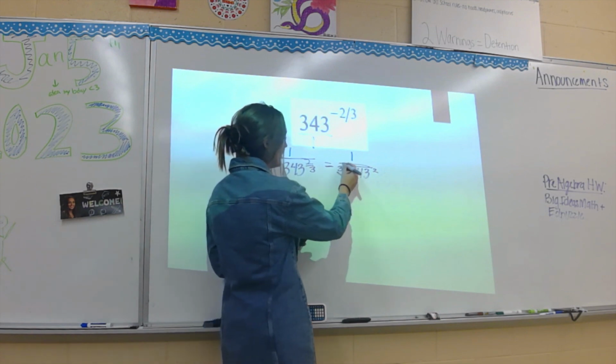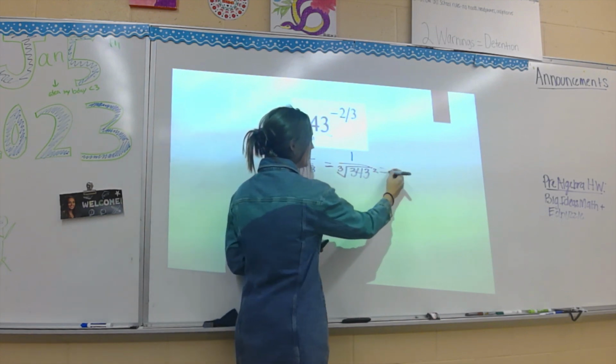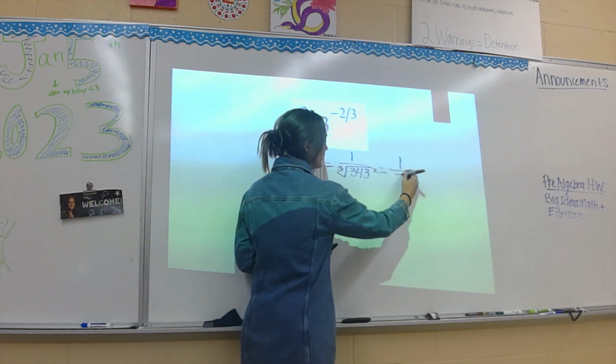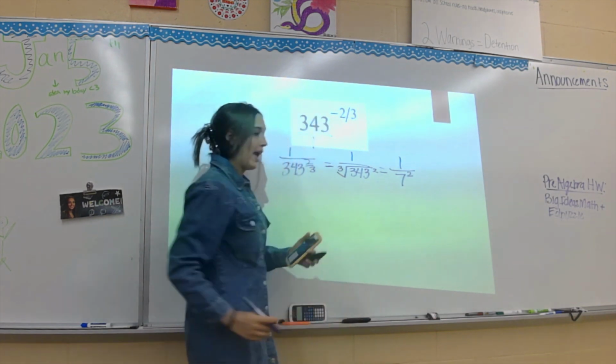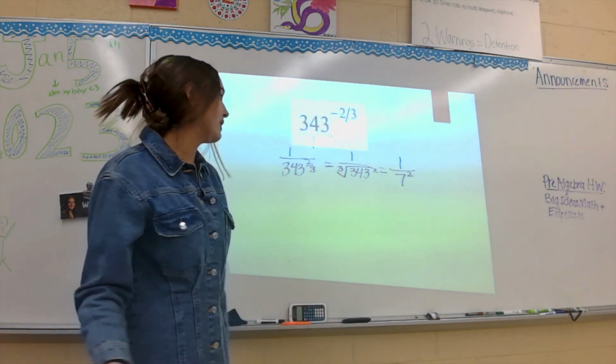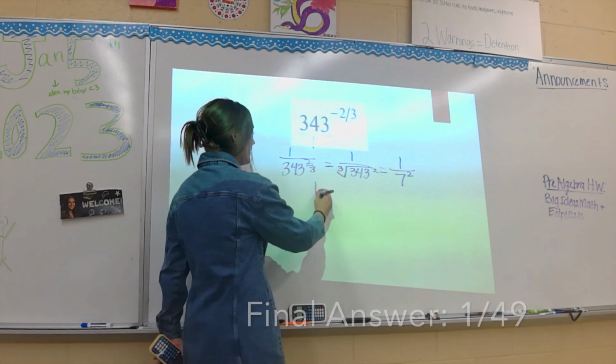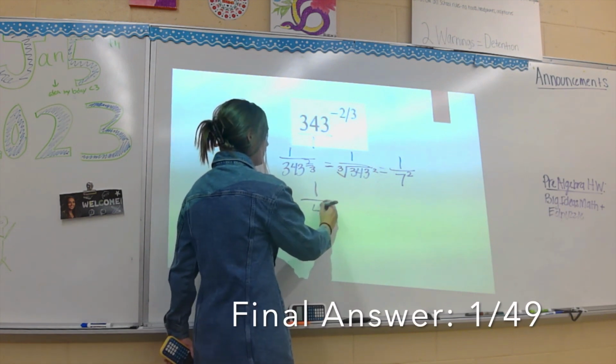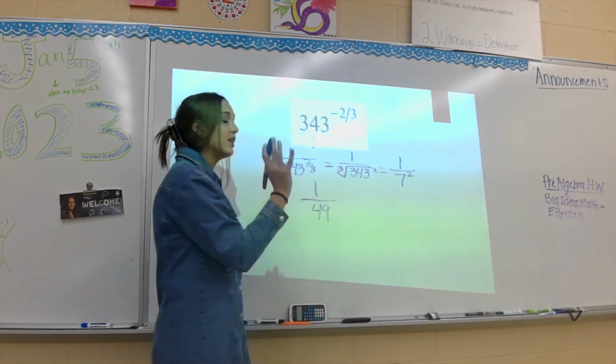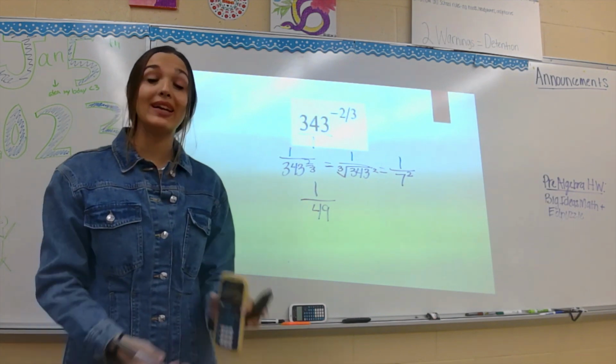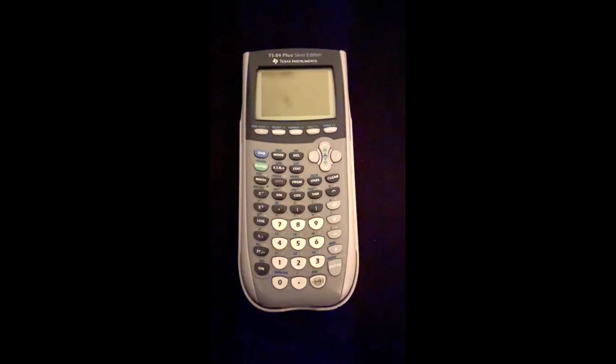So when I cube root this, I get 7. So now we just have 1 over 7 squared. And we can do that in our head. 7 squared is 49. So my final answer is 1 over 49. And I'm going to insert a video here on how I solved it on my calculator.